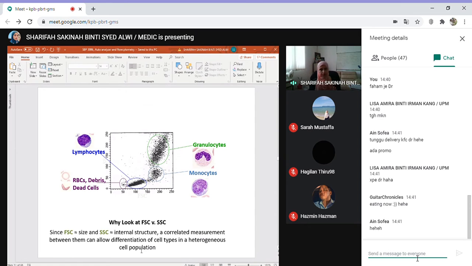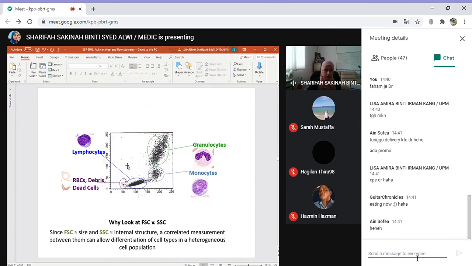Why is that? Because certain cells may have similar size but different granularity, while other cells might have similar granularity or cell structure but different size. So it is very important to look at both, because with both, only then can you really subpopulate the whole population of the cells.